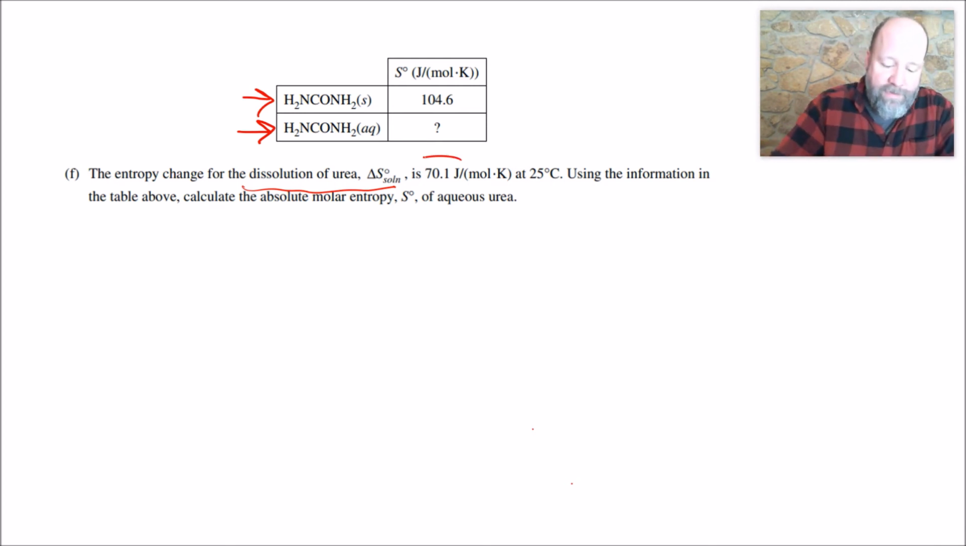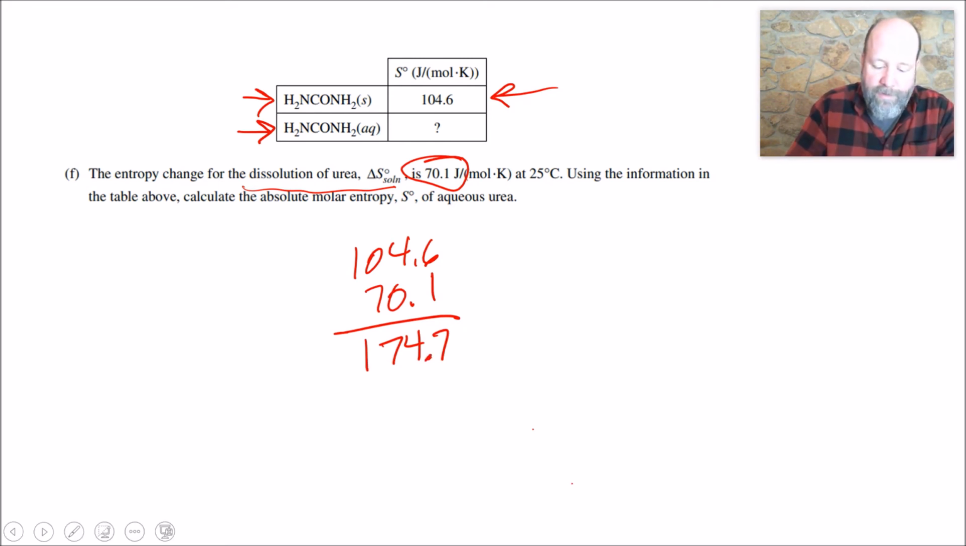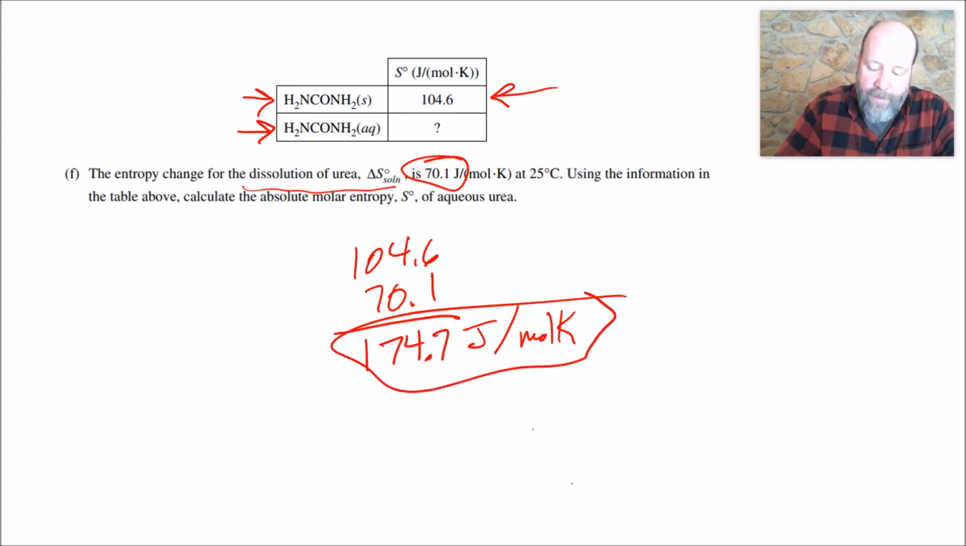So if this is how much it changes, all they're really asking you is how are we changing this number? Is it going up? Is it going down? Well, if we're increasing entropy, that's the amount of entropy we have in a solid. So we just need to add this. So it's just 104.6 plus 70.1, and that gets us 174.7. So the absolute molar entropy is 174.7, and we need the units on that, joules per mole Kelvin. So that's your answer for that one. Not too bad, it's just an addition problem. But you have to know that you're adding and not subtracting, and that takes understanding, right?